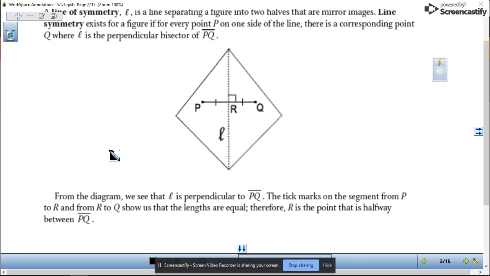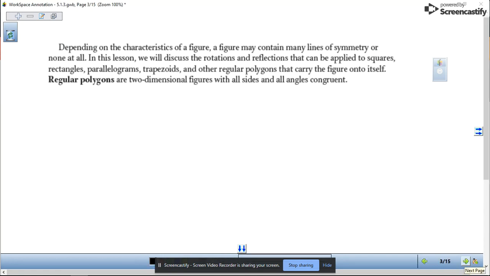Q. So as you can see in the picture here, this dotted line cuts PQ in half, right, at point R. So that's a line that you could reflect. If you reflected P over line L, it would fall on top of Q, right? So that's the idea. We're not going to do a ton with line symmetry. We just want to make sure we understand what it is.